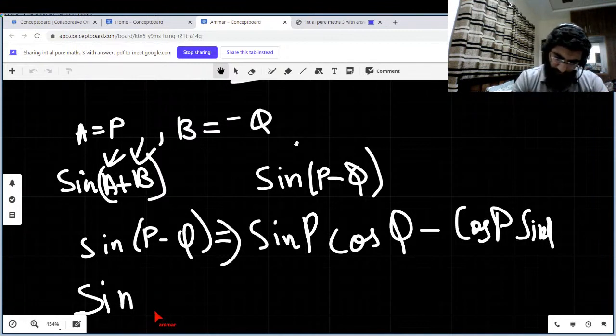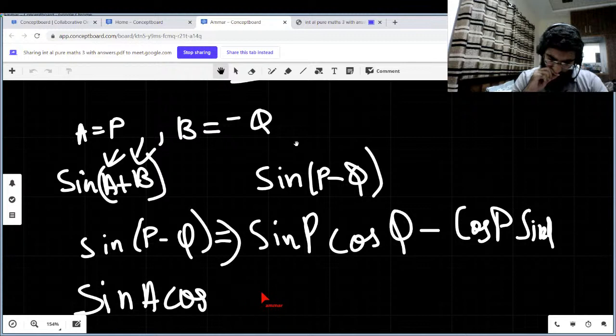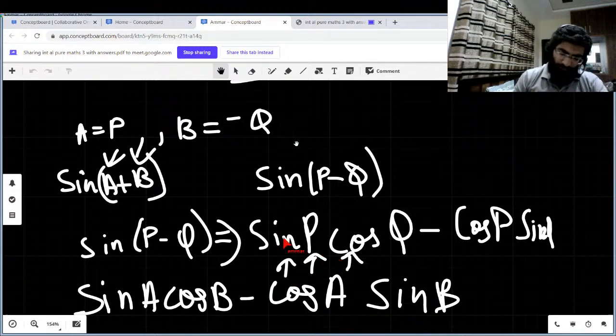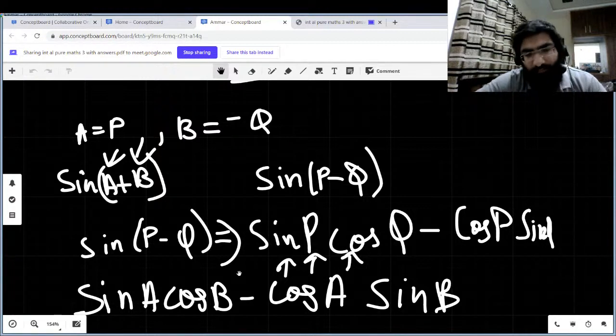Okay. So anyways, I'll do sine A cos B minus cos A sine B, and then substitute, and then I'll get this one. Right? Sine P cos minus Q? That's what I did, sir. You told me it's wrong. Minus cos p sine minus q. I did it.